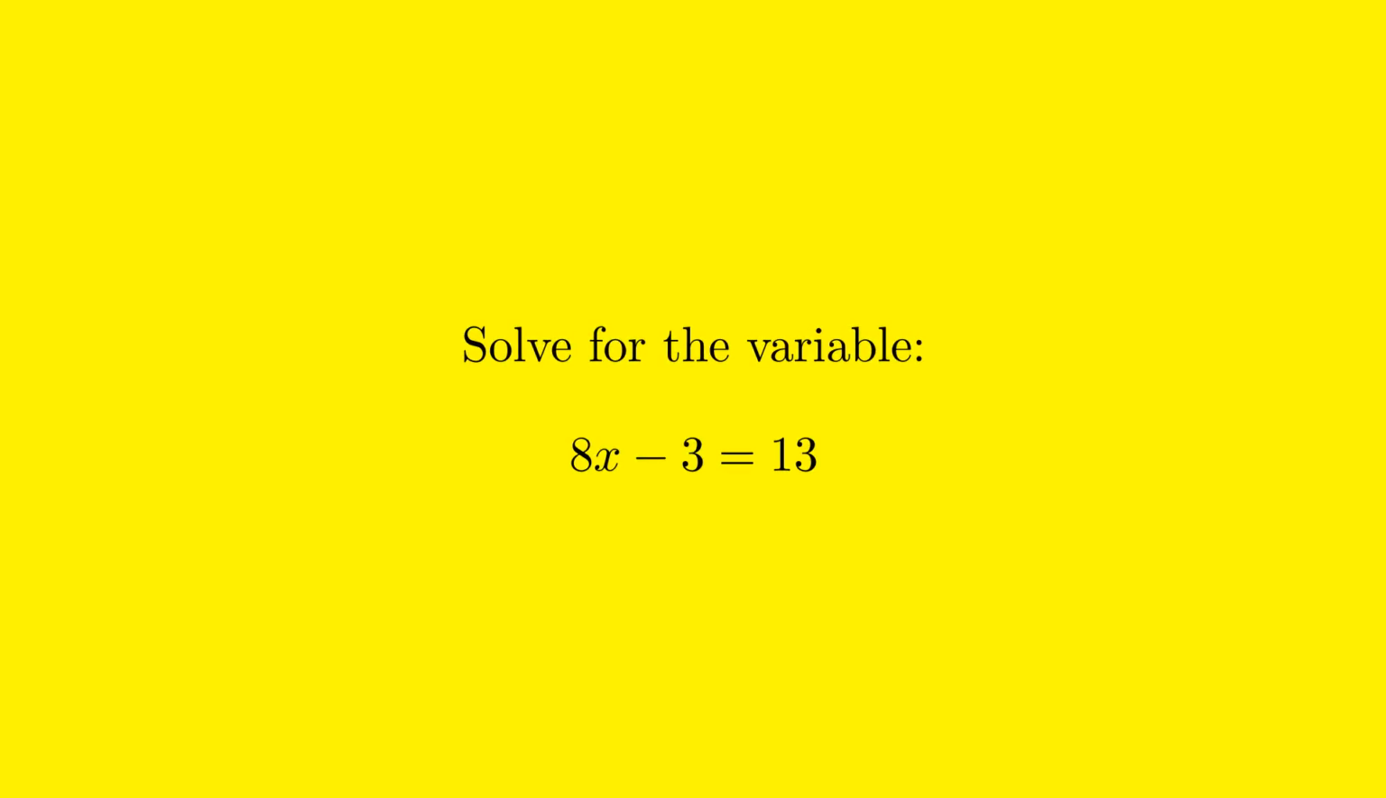Welcome to our instructional video on how to solve for the variable in a linear equation. In this video, we will be solving the equation 8 times (x minus 3) equals 13. By following a series of steps, we will isolate the variable x and find its value. So let's get started with the problem-solving process.